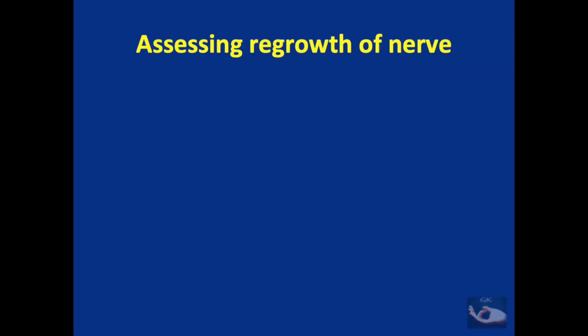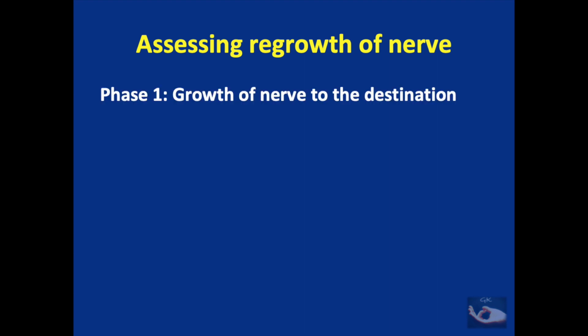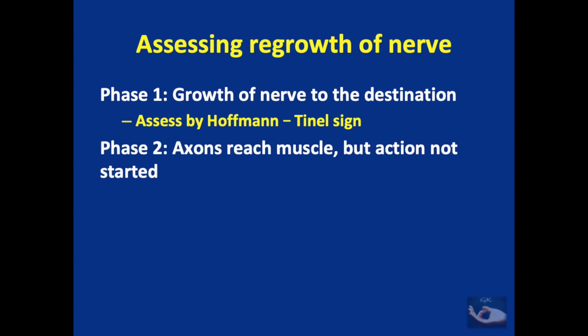We also need to assess the regrowth of the nerve either spontaneously or after a procedure. This is important to plan the continued management. There are three phases in the growth of the nerve to return of function. The first phase is the growth of the nerve to reach the destination. This phase can be assessed clinically by the Hoffman tunnel sign. The second phase is when the axons reach the muscle but action of the muscle has not yet started.